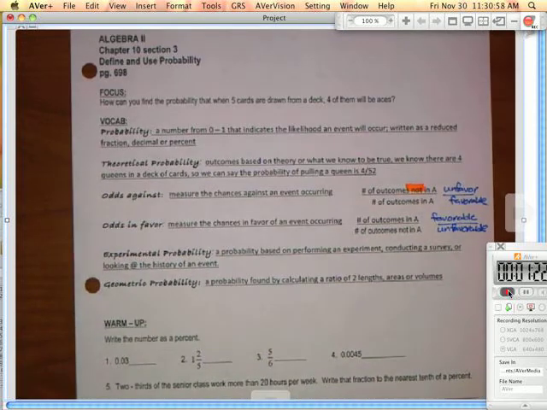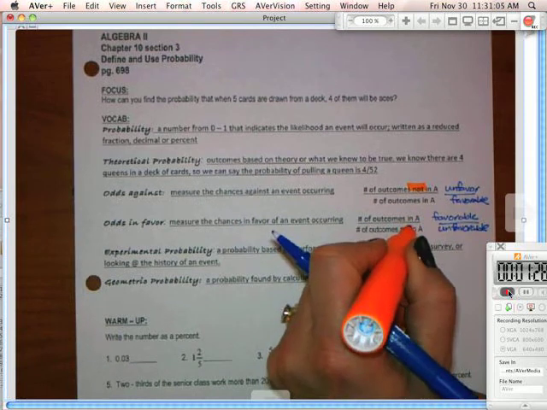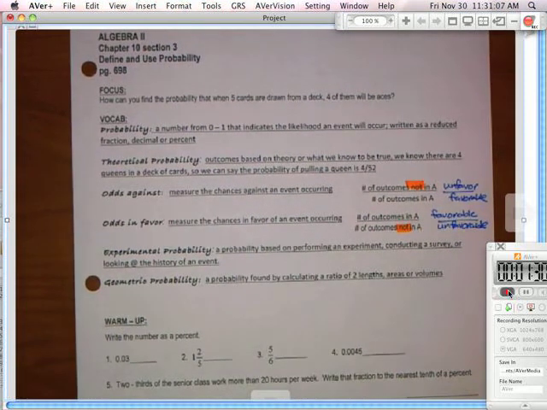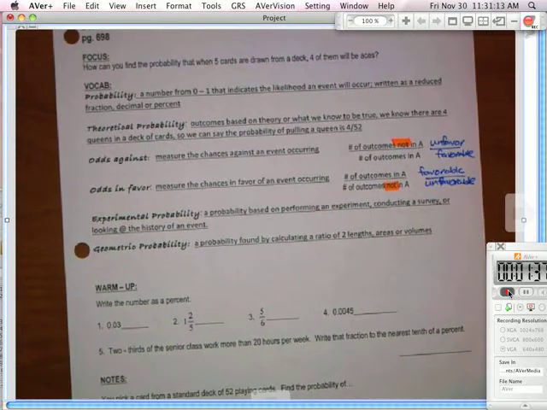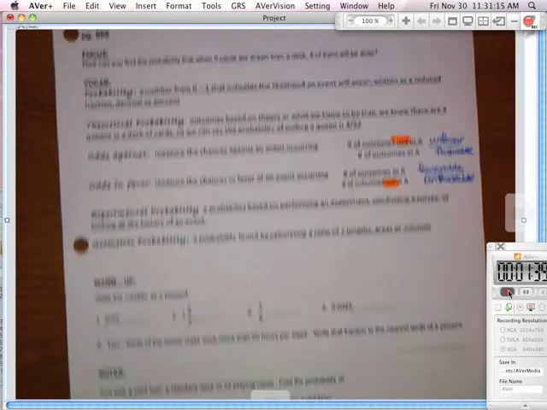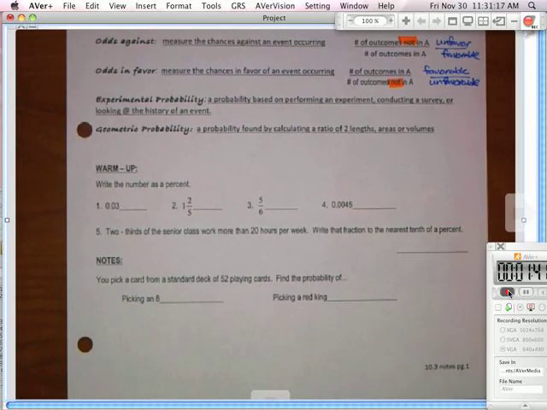Experimental probability is when you have to actually conduct an experiment to come up with the probability. I'm going to highlight "not" here so you can see the difference. And geometric probability is the probability found by calculating a ratio of 2 lengths, areas, or volumes. So, take a second to do the warm-up.